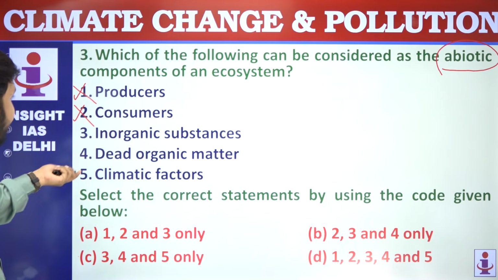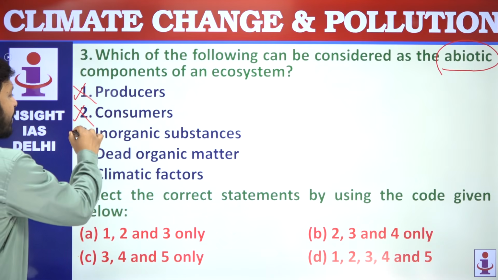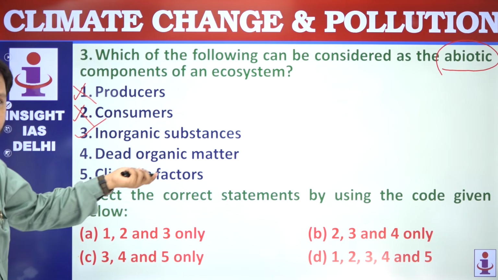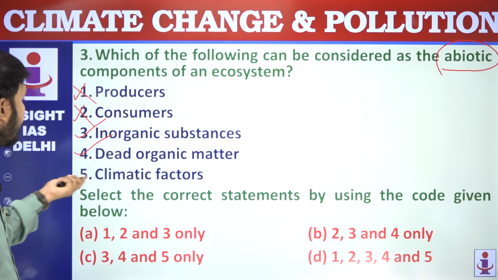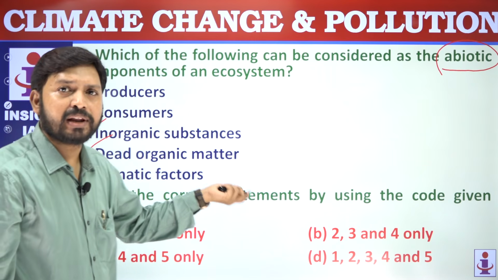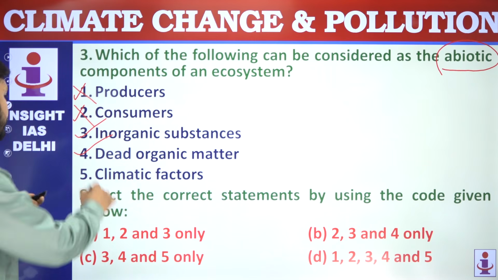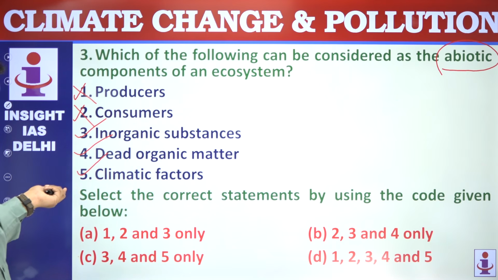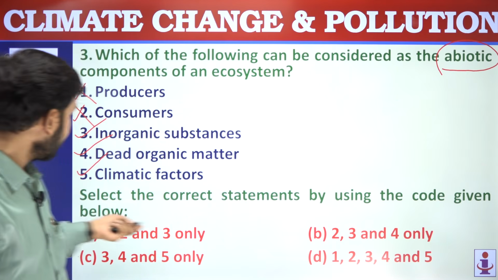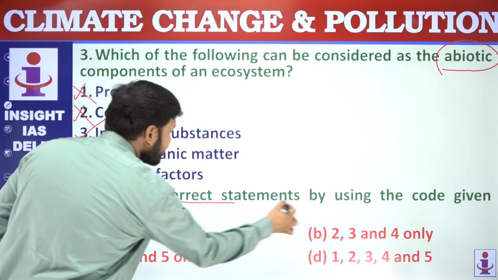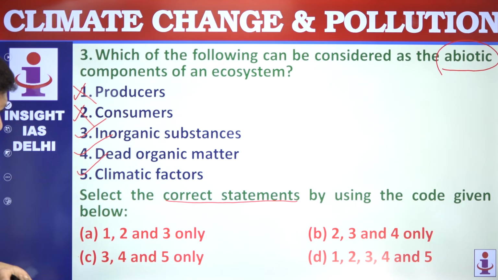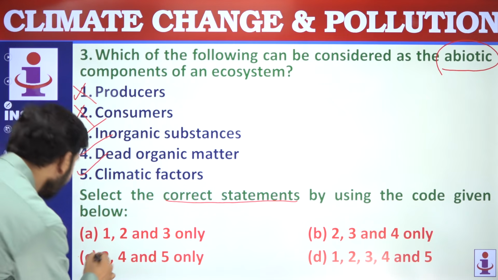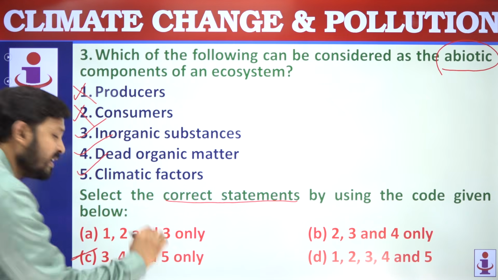Okay, so inorganic substance, yes, this is non-living. Dead organic matter, obviously non-living. And climatic factors like temperature, rainfall, humidity, everything will come under this one. These are also non-living aspects. So 3, 4, 5 are correct. So let's see what they're asking using the code given below. They are asking the correct statement, right? So 3, 4, 5 are correct. So 3, 4, 5 are there in option C. So our answer will be option C.